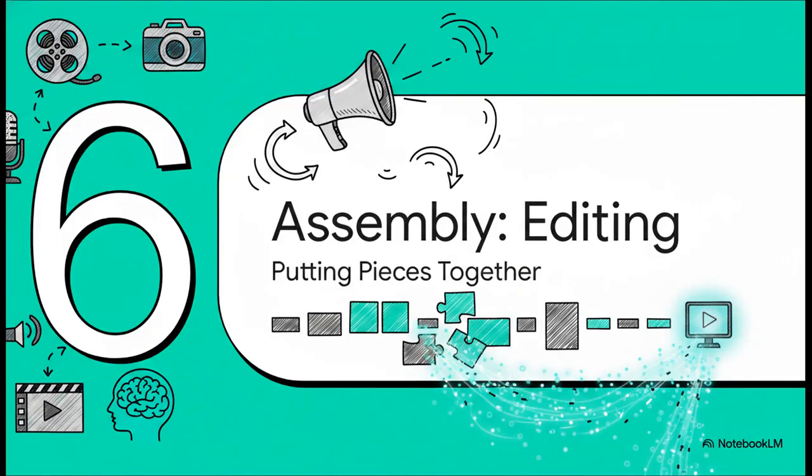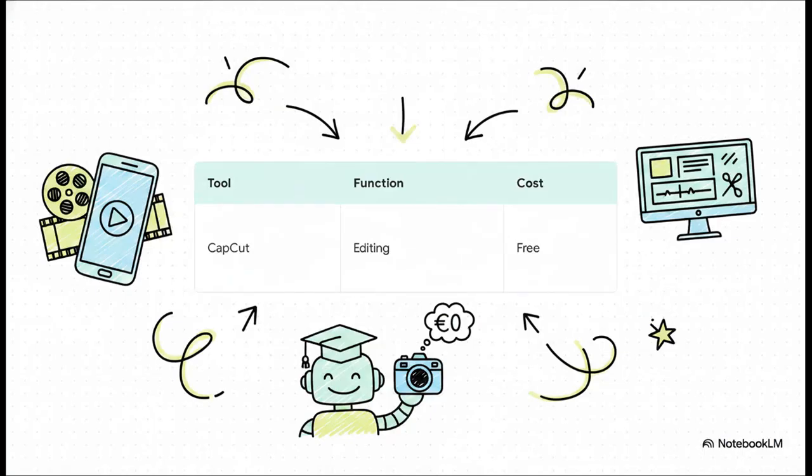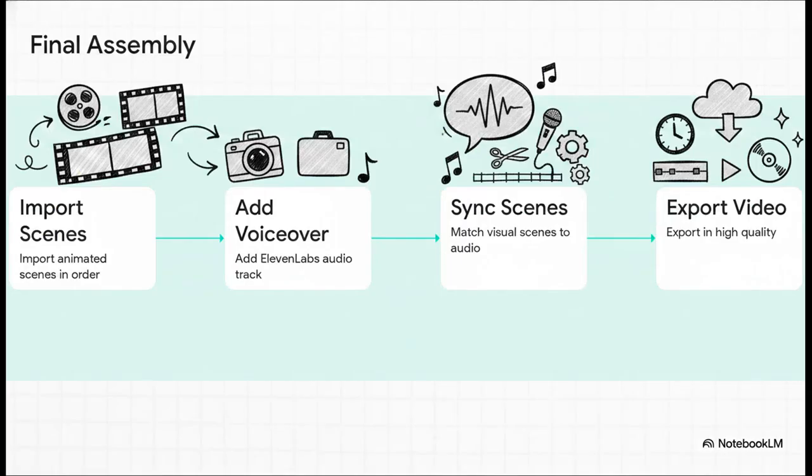Section 6, Assembly Tools, Final Editing, Putting the Pieces Together. We've reached the climax of our explainer, the final step where all our hard work takes its final shape. For assembly, we use CapCut. It is arguably the most beginner-friendly yet completely powerful video editing tool out there, and you can use it on your mobile device or your PC. And this brilliantly illustrates how simple the final assembly is when you just follow this checklist.